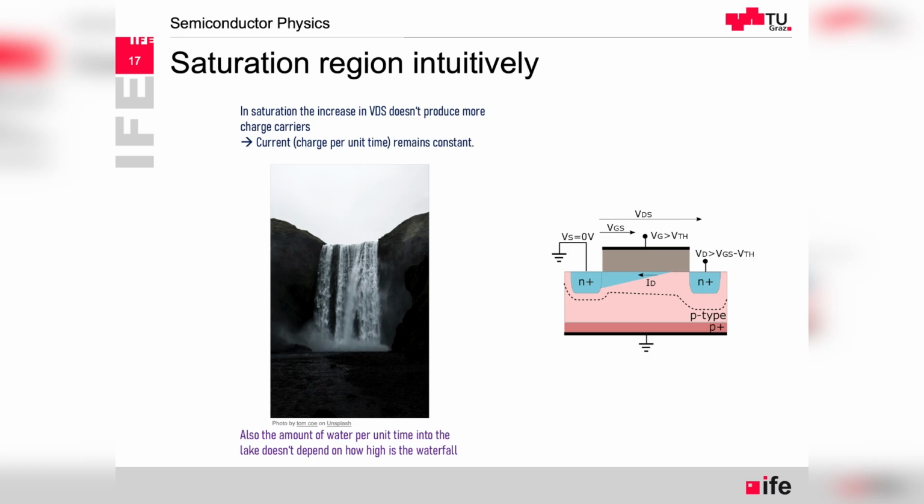Intuitively, we can think of a waterfall. The amount of water per unit time that falls down into the lake doesn't depend on how high the waterfall is. So if we now increase the VDS, we see that the current remains constant. Basically we don't produce more charge carriers, because we cannot provide more inversion charge unless we increase the gate voltage. So it doesn't produce more charge carriers, so the charge per unit time remains constant.